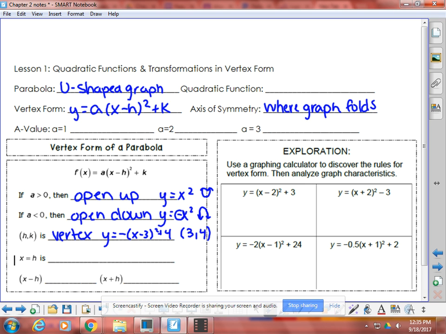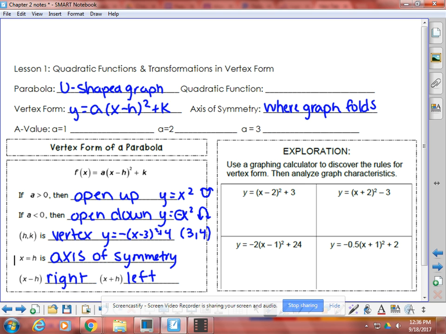Now, when I have x equals h, that is my axis of symmetry. That's where it's going to fold directly in half, is that h value. So if I have x minus h, it's going to move to the right. And when I have x plus h, it's going to move to the left. This is super important to remember because it's opposite of what you think. So you think that when it says a negative sign, it should move left. Well, when it's inside, you're always going to do the opposite of what you think.